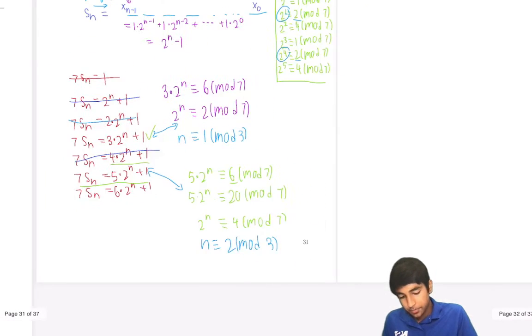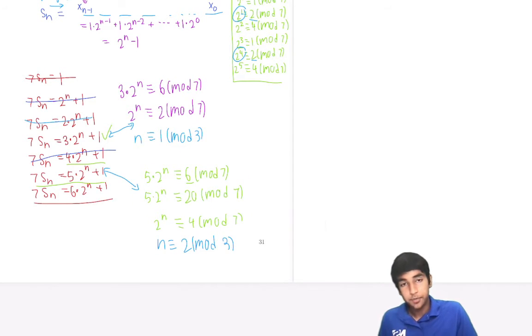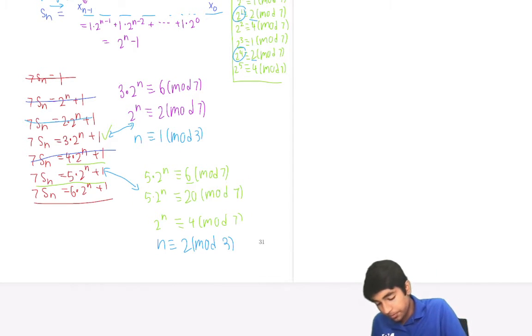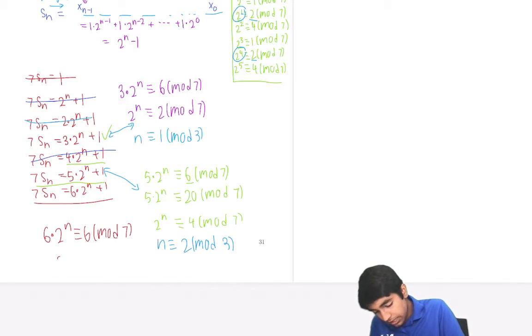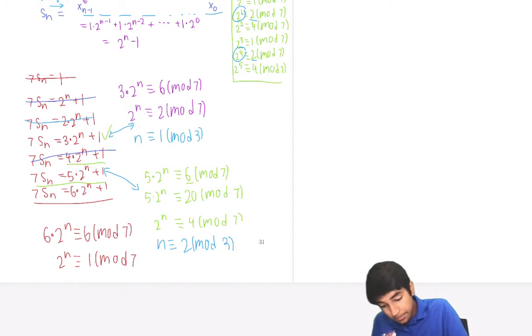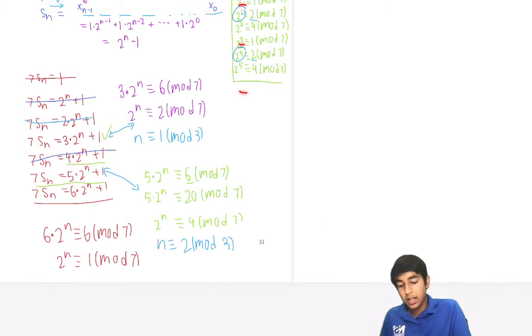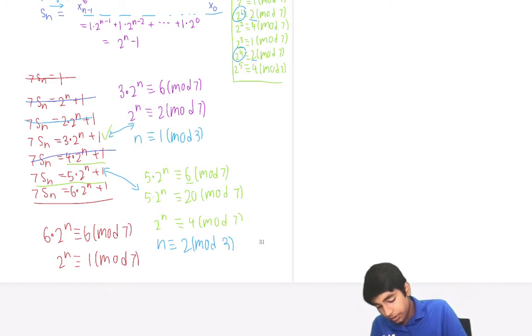Okay, final case. This one here. And this is the same standard drill. 6 times 2 to the n is 6 mod 7, which gives 2 to the n is 1 mod 7. And this happens when, look here, 0, 3. And it will happen at 6, 9, etc. It cycles every 3 powers, so it's just going to be all numbers where the exponent is divisible by 3, or where the exponent is 0 mod 3.